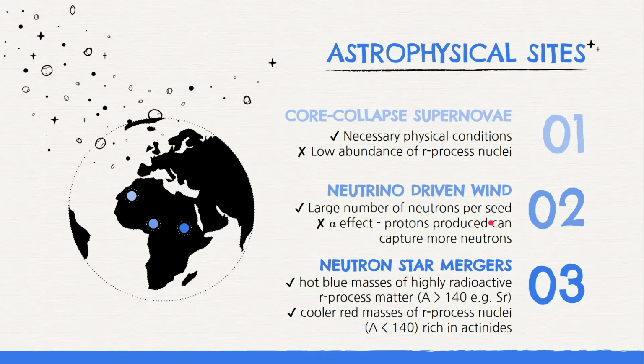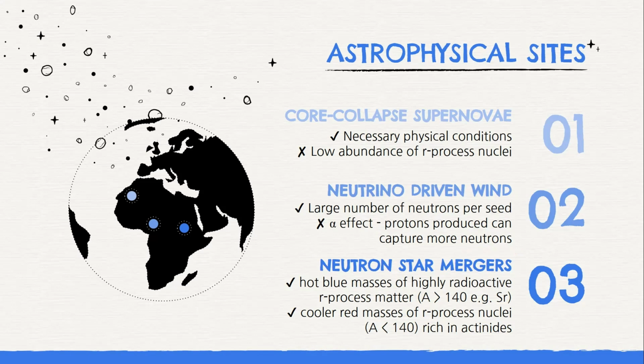But there's also the downside, which is the alpha effect, because in this neutrino-driven wind, the protons produced can actually capture more neutrons. So you know that two protons and two neutrons give you one alpha particle, which in turn reduces the number of neutrons which are needed for this r-process to occur.